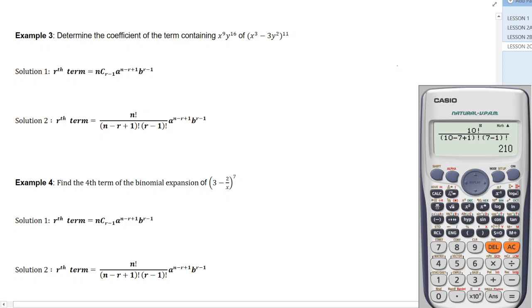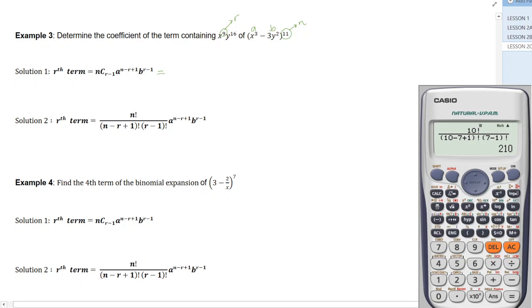9 y raised to 16 of (x cubed minus 3y squared) raised to 11. If we are going to use the binomial expansion, we have this one. Let us just rewrite that one. That is your A, this is your B, and this is your N. And this will serve as your R. So that is your R already.